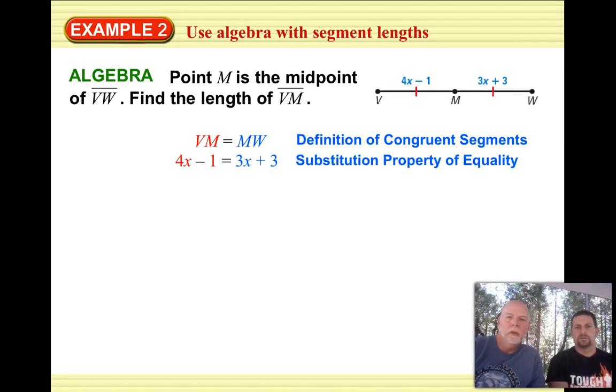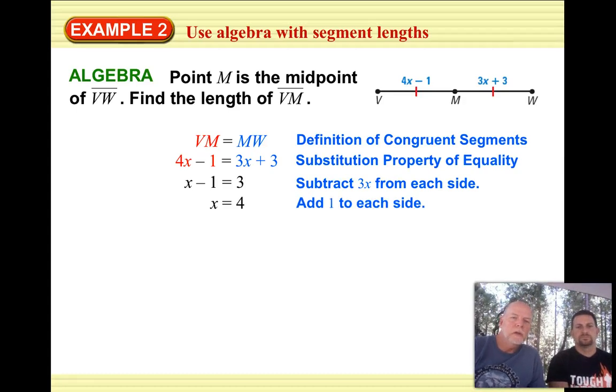And so we can plug in the values that we know. VM is 4x minus 1. MW is 3x plus 3. And so there's our algebraic equation that we can solve now. We remove variables, subtracting 3x from both sides. We get 1x, and add 1 to both sides. And so we get x is equal to 4. So the answer is 4.